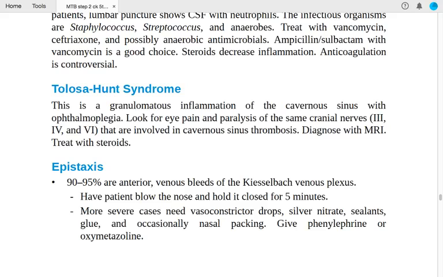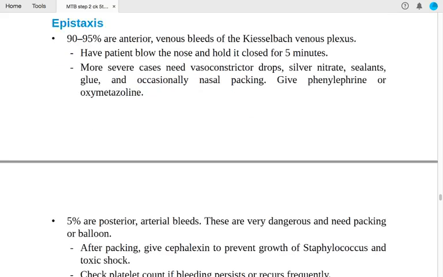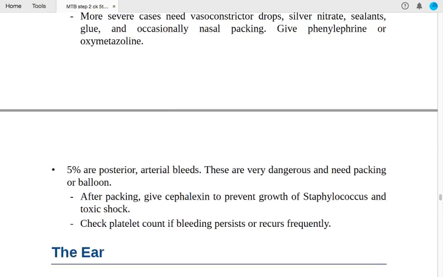Then we have epistaxis. Epistaxis is 90 to 95% anterior venous bleeds of the Kiesselbach venous plexus. Have the patient blow the nose and hold it closed for 5 minutes. More severe cases need vasoconstrictor drops. We can go for the vasoconstrictor drops option, or the nitrate option, or the sealant glue, and occasional nasal packing can also be done. You have to give phenylephrine or oxymetazoline to these patients in order to stop the bleeding, right? So just memorize that phenylephrine or oxymetazoline are the pharmacological options. 5% of bleeds are actually from the posterior side, right?